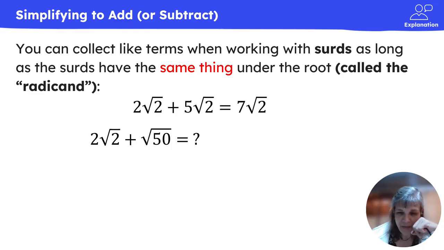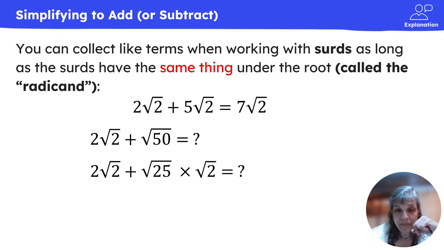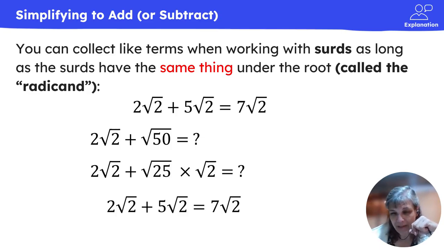You can see now from simplifying that if you ended up with something that's different, there might be a chance that I could simplify and then be able to add or subtract. For example, here, root 50 could be root 25 times root 2, which is then 5 root 2, which then allows me to add them.